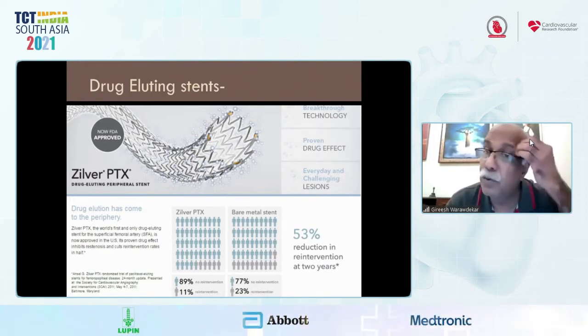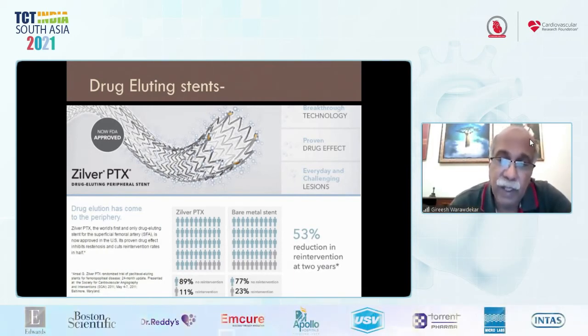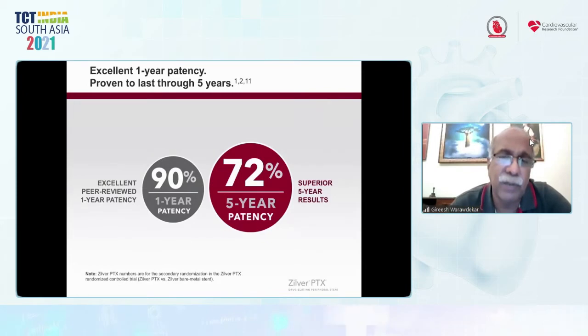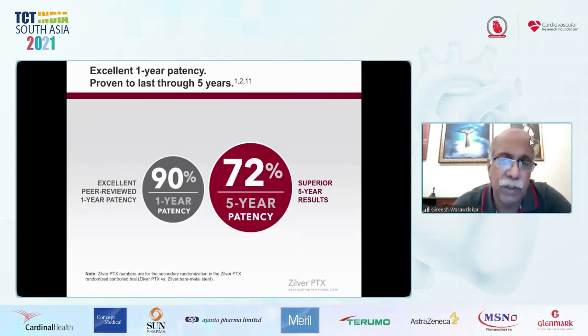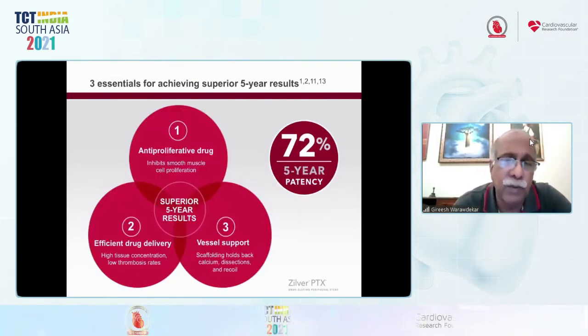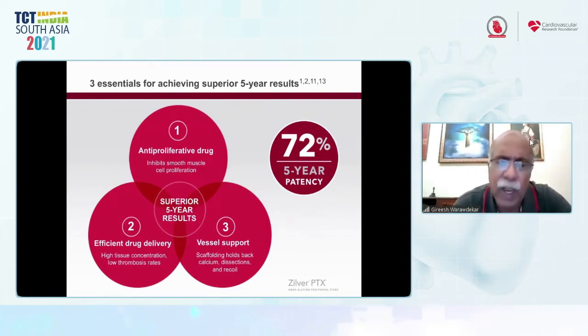So what does it do? Basically, it is a breakthrough technology. It's the drug that causes the effect, and definitely the results were better with drug-eluting stents. One-year patency was about 90% in these patients, and a 72% 5-year patency rate was a very good result. It is basically an anti-proliferative drug with efficient drug delivery, and it also supports the vessel.